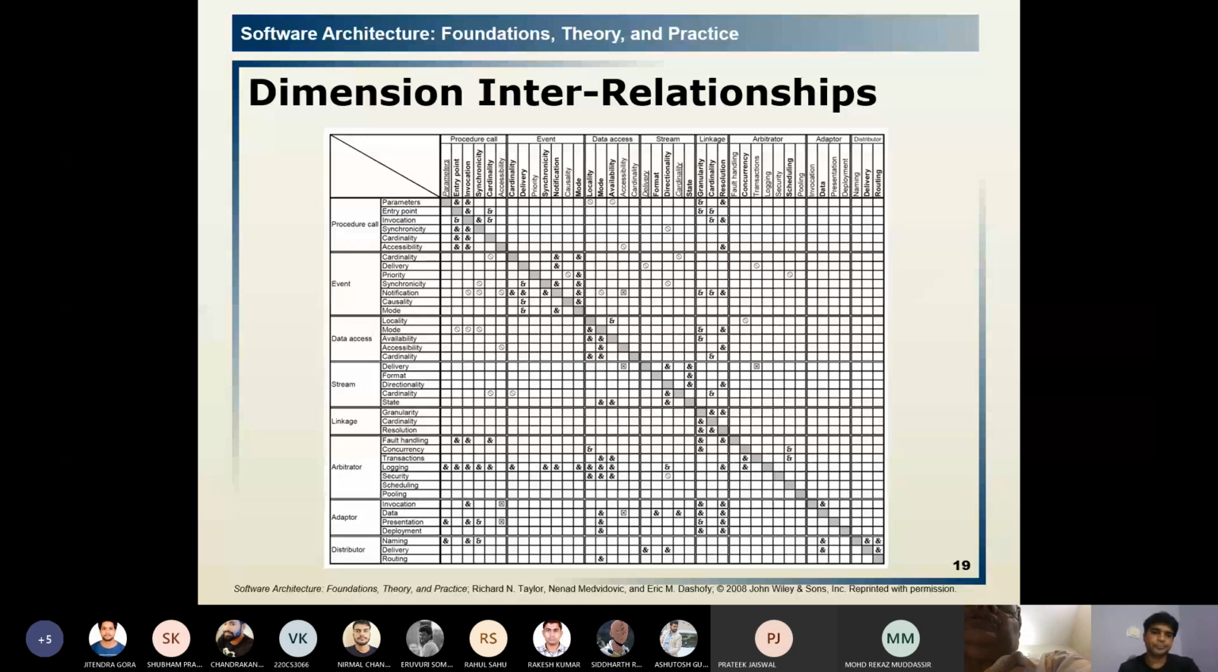Prohibits is a cross, and require is an AND symbol. Your AND symbol, AND symbol. So there are 4 symbols. It helps to identify the interrelationship between the connectors: how procedure call, how data access are connected, how stream is connected, how linkage is connected, how arbitrator is connected.